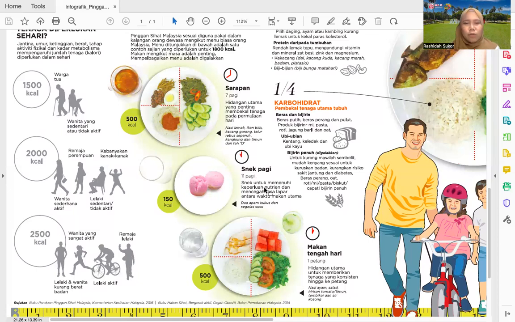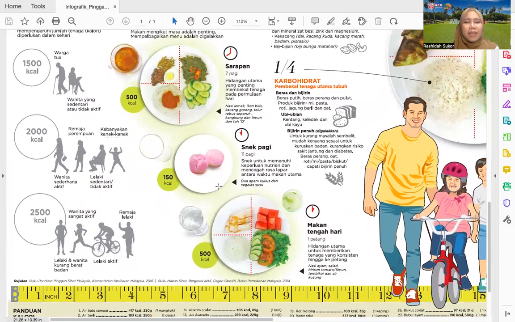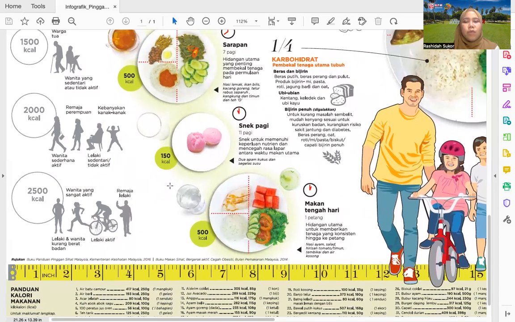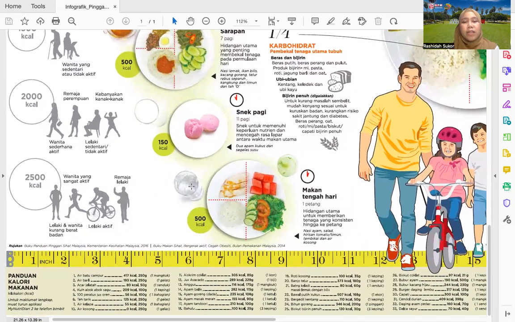Then we go to the snack. About 10 to 11, you feel hungry. So you drink one cup of milk, and then kuih apam, right? This one is made from fermented rice, with a bit of sugar. We normally eat this with shredded coconut. Very nice. 150 kcal.